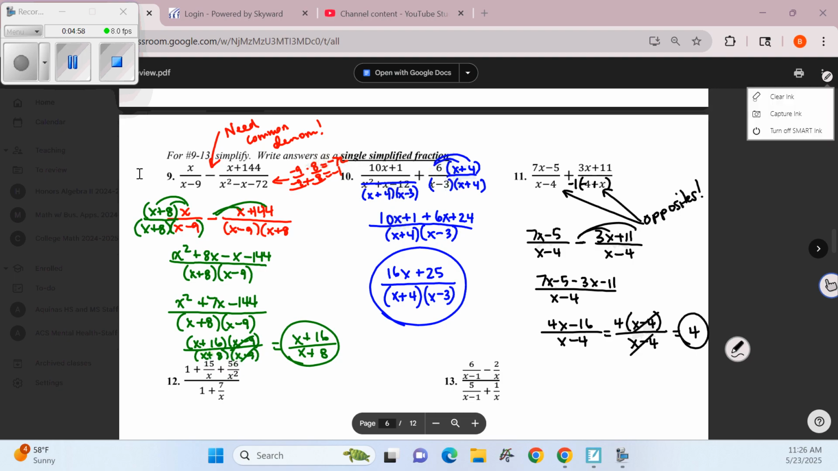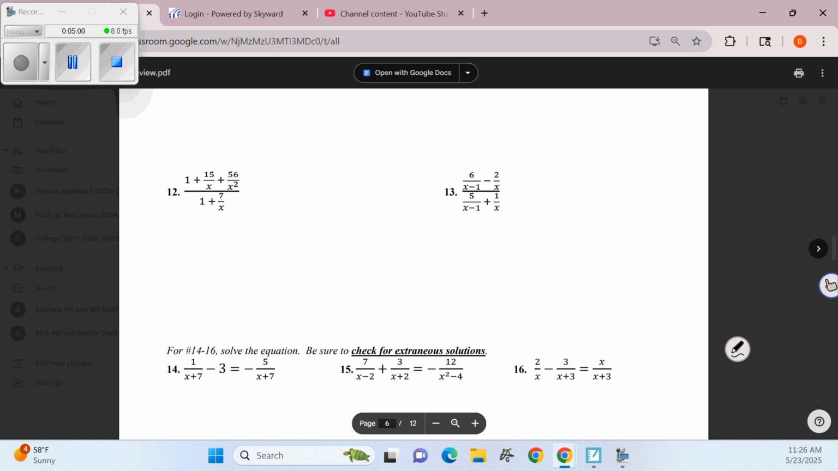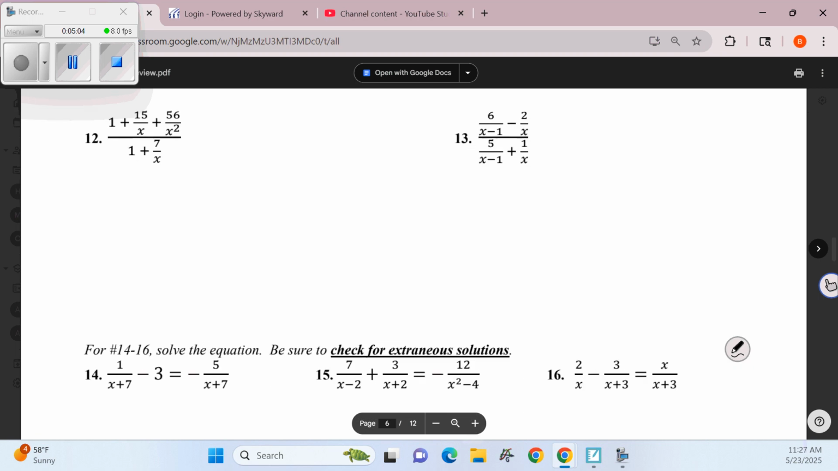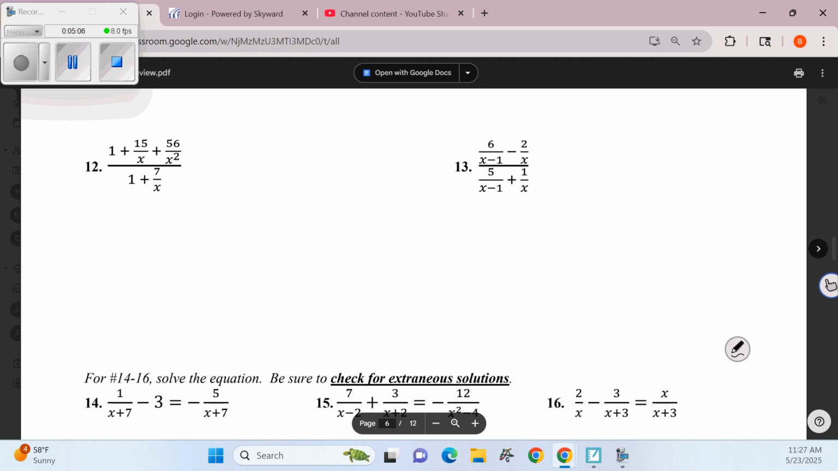With 12 and 13, as we keep moving down this list, this is that fraction within a fraction. If we can multiply the top and bottom by the LCD of all the mini fractions. So this is like over 1 here. This one's over 1. So the LCD of all the mini fractions in number 12 would be x squared. So if we can multiply the top by x squared and the bottom by x squared, we're not changing the problem. And then we can clear all of those little mini fractions.